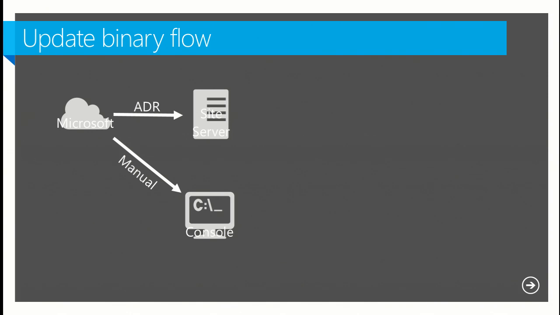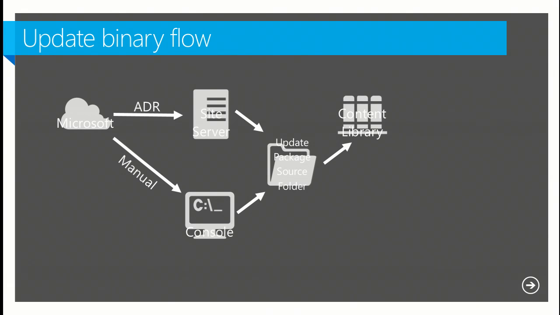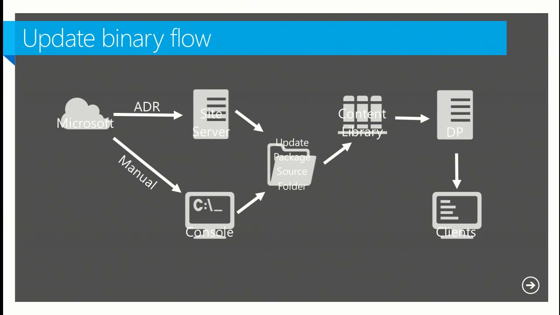So I said that backwards. It's actually the bottom path that was in 2007. It's wherever that console was. So if you're running that console on the site server, of course it needs internet access. If you're running the console on your local client workstation, it's the one that needs internet access, and it's the one that's going to be downloading the binaries and then putting them into your update package source folder. And in 2012, it all goes into our wonderful content library, where they then get into the DP.